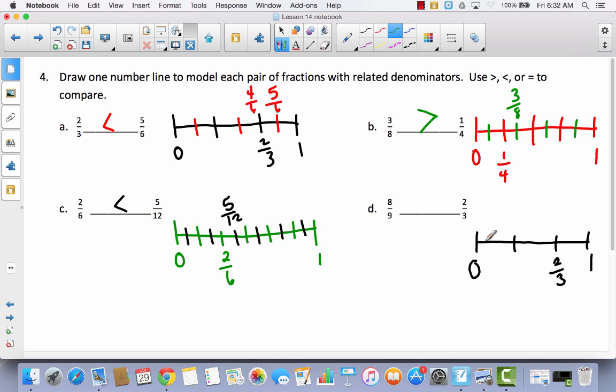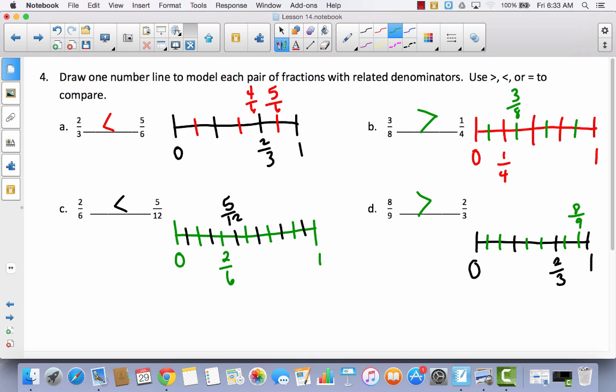So if I take each third and divide it into 3 parts, now I have 1, 2, 3, 4, 5, 6, 7, 8, 9 parts. So I have 1/9, 2/9, 3/9, 4/9, 5/9, 6/9, 7/9, 8/9. So which one's greater, 2/3 or 8/9?